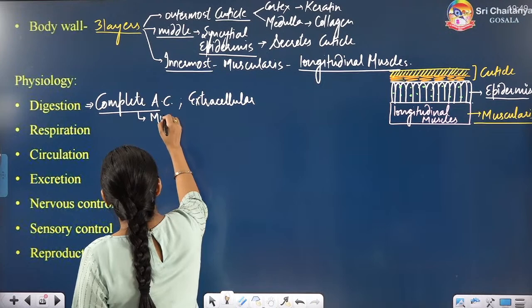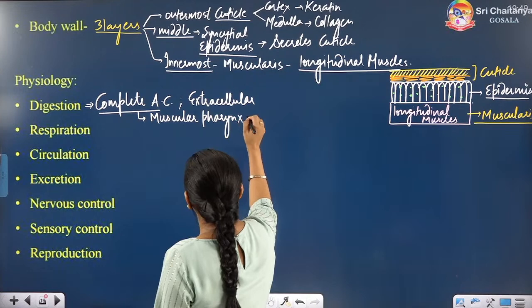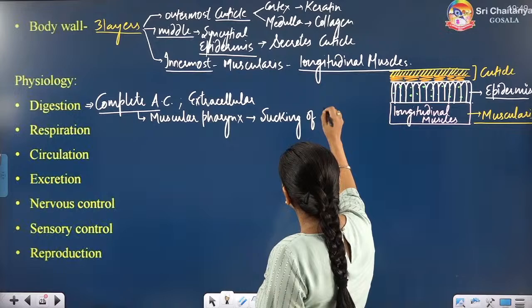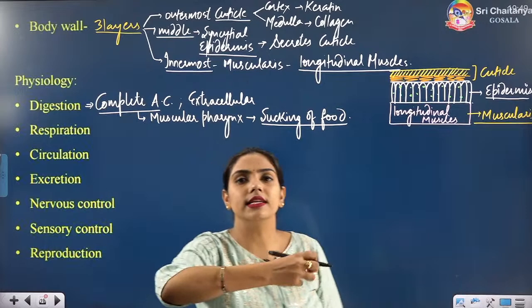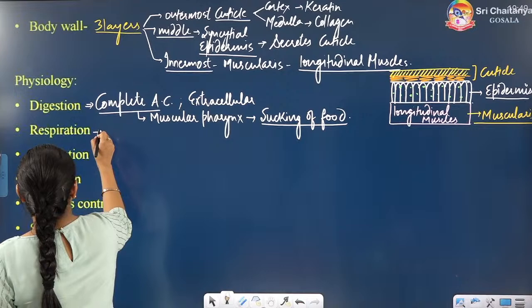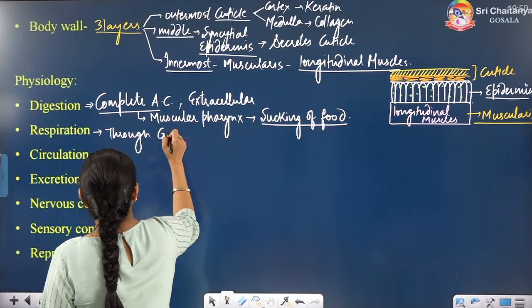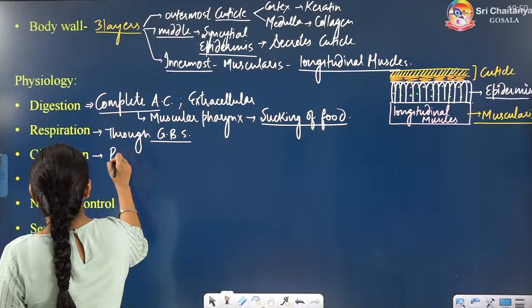In complete alimentary canal, you can add one point which is given in NCERT, that is muscular pharynx. Muscular pharynx is present, and this muscular pharynx is for the sucking of food. It is present near the mouth only, and it helps in the sucking of food. Coming to the respiration, again respiration is taking place through general body surface.